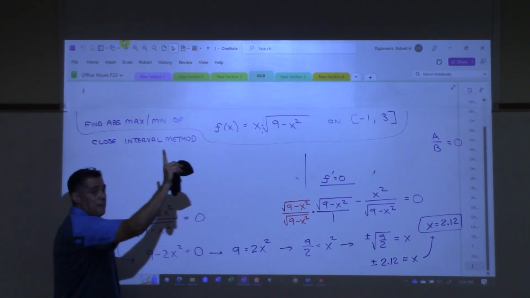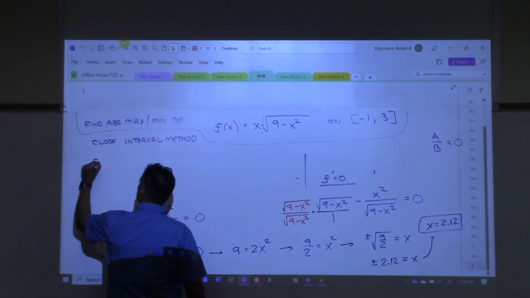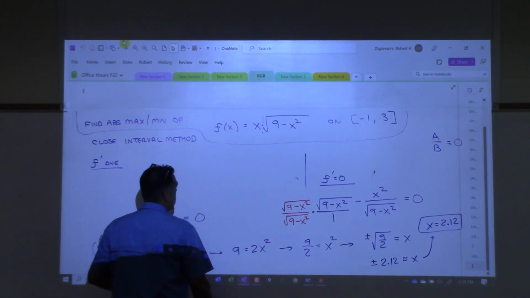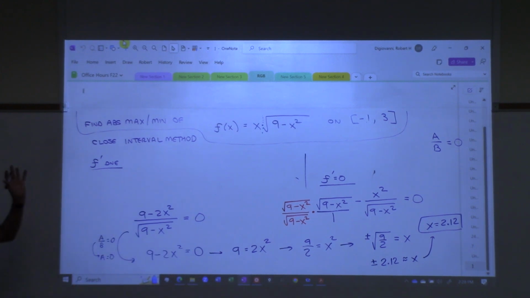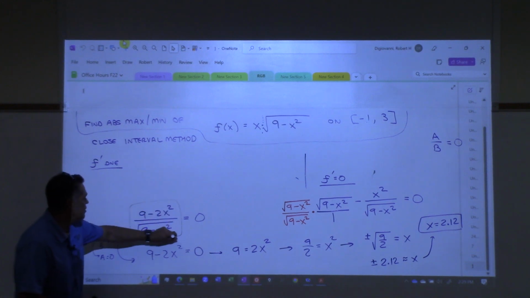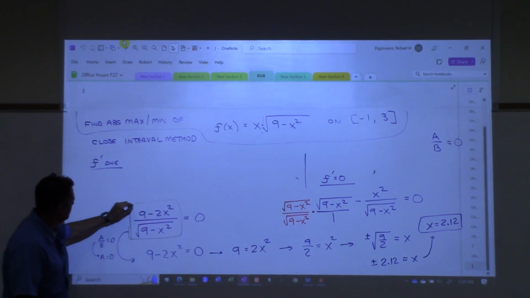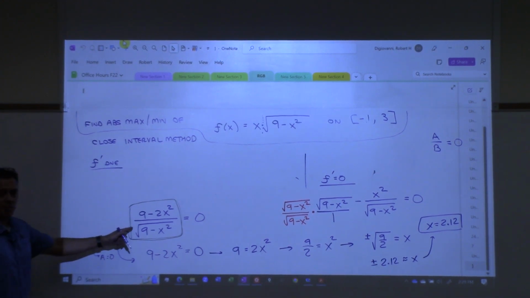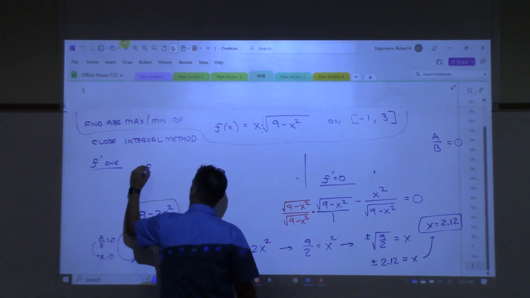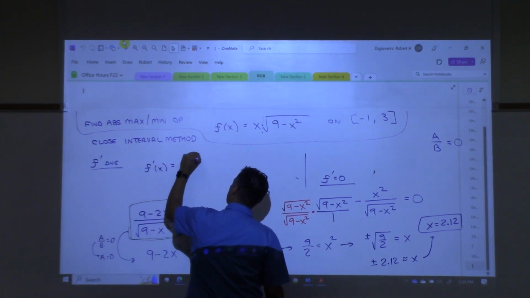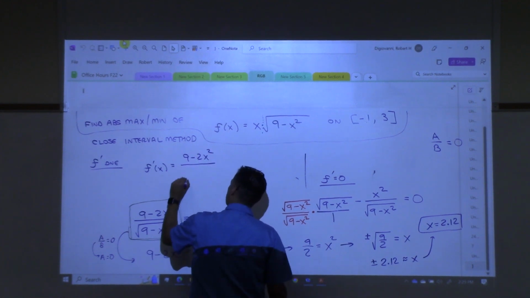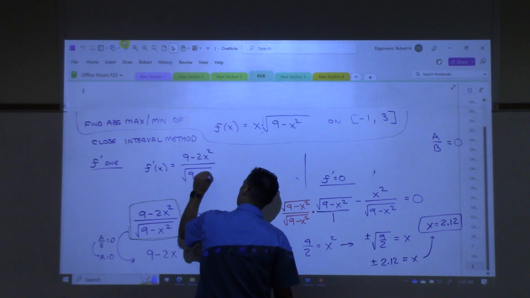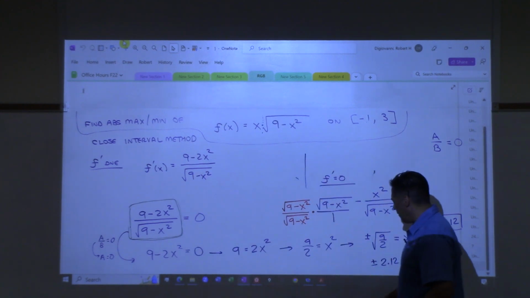All right, so I'm still in step 1. Where does the derivative not exist? Well, I erased my derivative, right? It was up there a while ago. I'm going to go back into my work to where I had the derivative written out real nice when I got it to a single fraction. That one right there. All right, that's the one I'm going to use. So I'm going to say that the derivative is 9 minus 2x squared over the square root of 9 minus x squared. And now I have to ask myself if that ever does not exist.